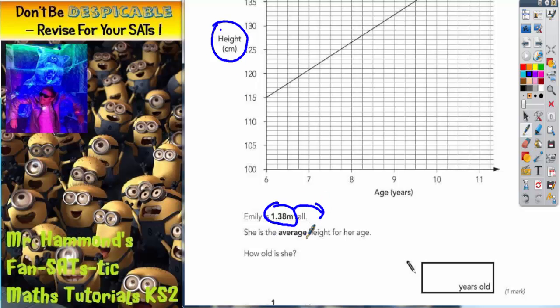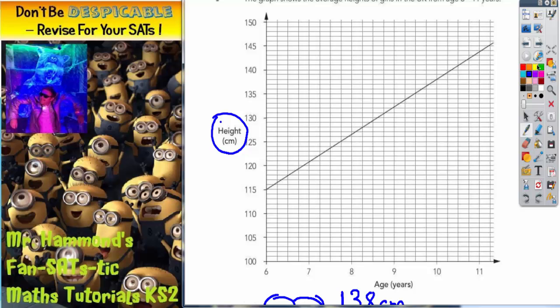So 1.38 metres, remember there's 100 centimetres in a metre. So 1 metre would be 100 and the 0.38 is going to be the 38. So it's 138 centimetres. What we can do now is go back to the graph. Now we know that she's 138 centimetres. We can find 138 centimetres. So this is 135, 140, so 136, 137, 138 would be here. So we're just going to mark 138.